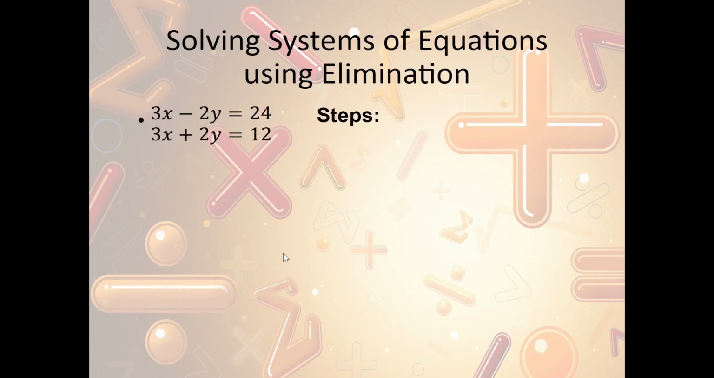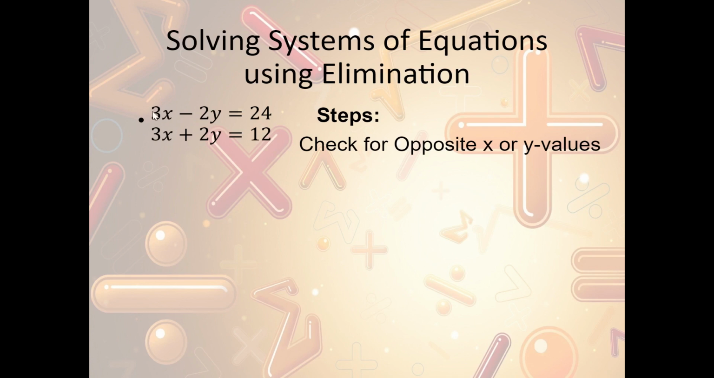Now let's talk about how we can solve this without having to graph. If we're given something like this, 3x minus 2y is equal to 24 and 3x plus 2y is equal to 12, we're going to go ahead and solve this using what we call elimination. So here are the steps. First step is we're going to check for opposite x values or y values. Now opposites mean they have the same integer but with opposite signs.